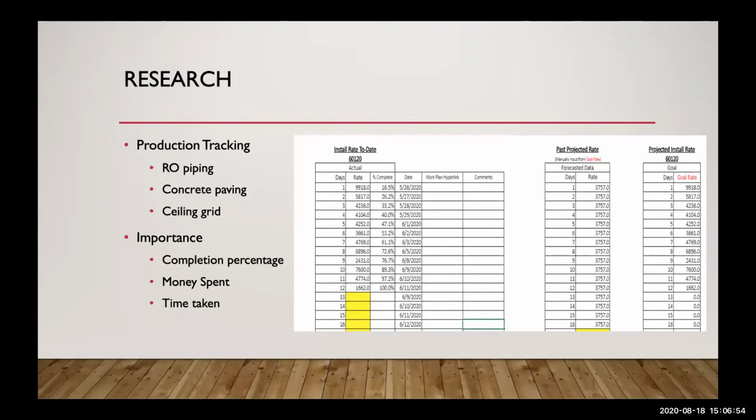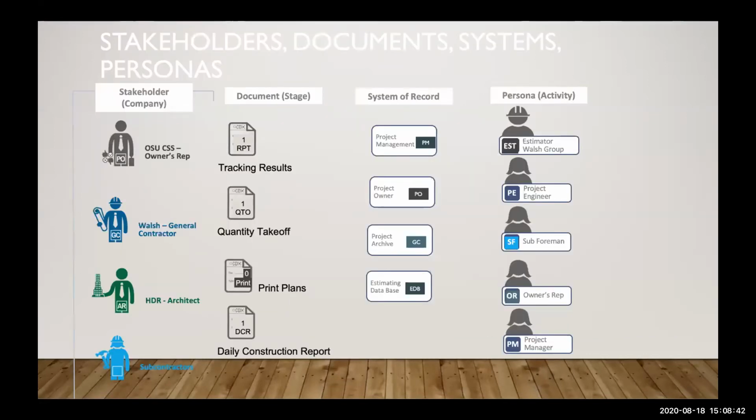And here to the right is the final Excel form. So, some of the stakeholders, document systems, and personas. There'd be the architect, which would be HDR, and then numerous different subcontractors. The different stages of documents, we had the final tracking results, which you saw on slide 2. That's kind of in an Excel format.